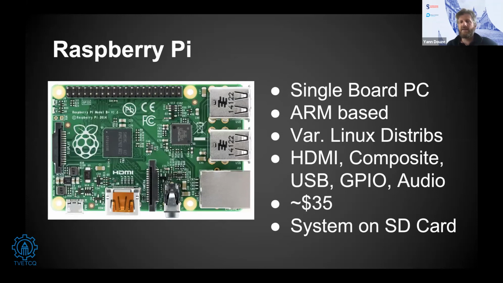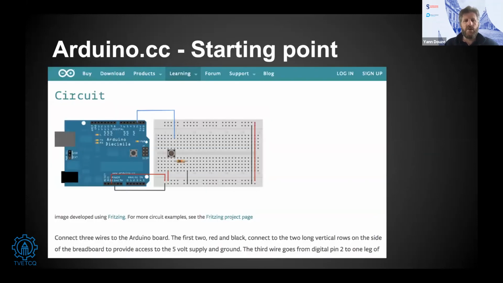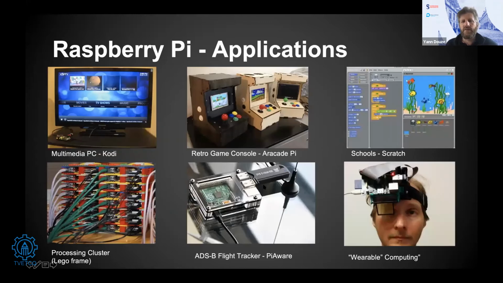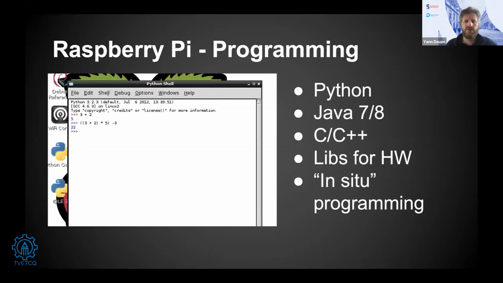Then you have Raspberry Pi. So the thing is that an Arduino board costs between 10-20 euros. A Raspberry Pi is a little bit more expensive, about 35 euros. And here it's a big system. You have a Linux, you have an ARM-based chip, you have some HDMI, you have some USB, GPIO, audio, etc. So you can do a lot of fun projects with a Raspberry Pi. Yes, I think you use it already in your courses. I use it also. You can program in Python, in Java, in C++. You have a lot of libraries for hardware.